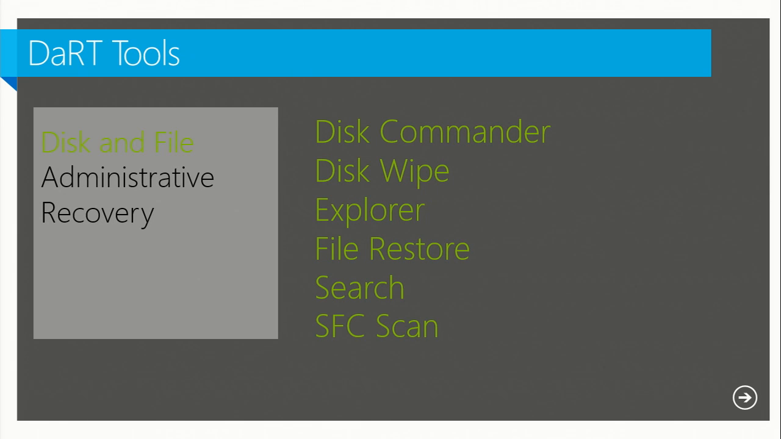So on disk and file, I will not go through all of these, but I will call out some of them. Disk Wipe in particular is a really cool one. This allows you to basically wipe out a hard drive with 1 pass or 4 passes and make that PC ready for donation, just like the scenario I talked about earlier. Or if you just want to dispose of that PC, you could do that.